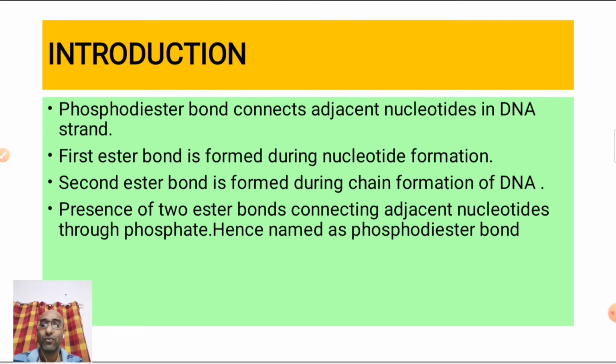So presence of two ester bonds connecting adjacent nucleotides through phosphate is called phosphodiester bond. As there is presence of two ester bonds which connect adjacent nucleotides through phosphate, we call it phosphodiester bond. Okay. Now let us see the picture.